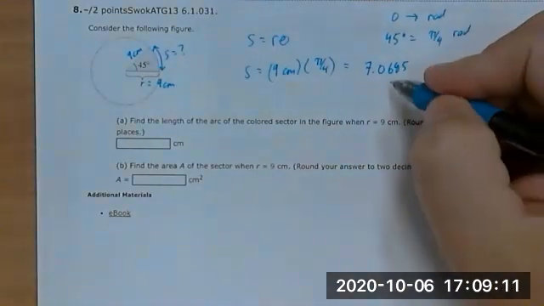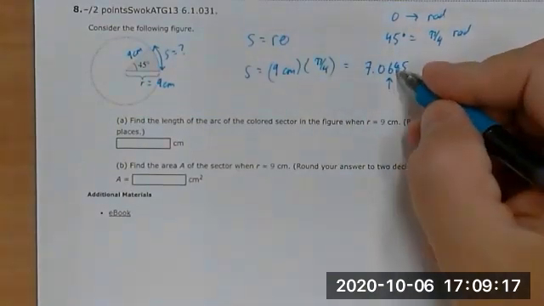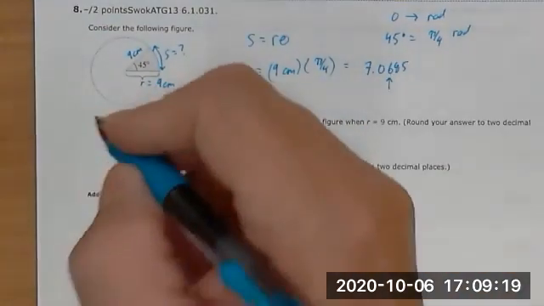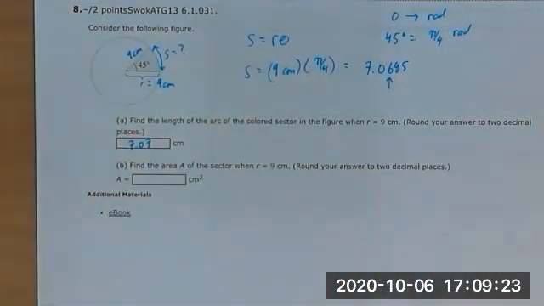So round to 2 decimal places, that's 6. Should it go up to 7 or stay at 6? Well, since I got an 8 here, I'm going to bump it up. 7.07.